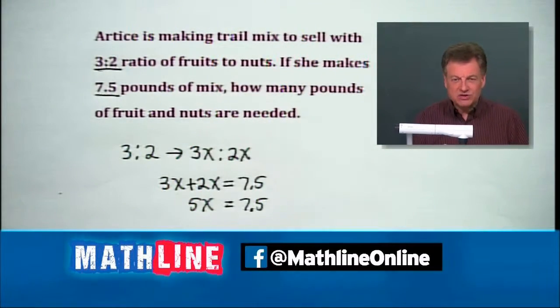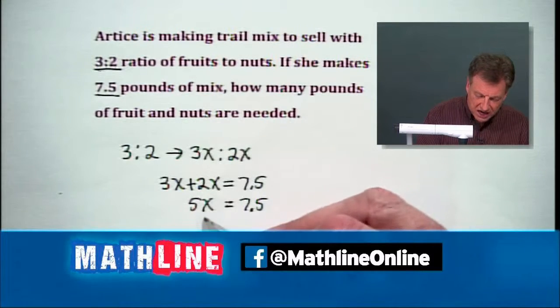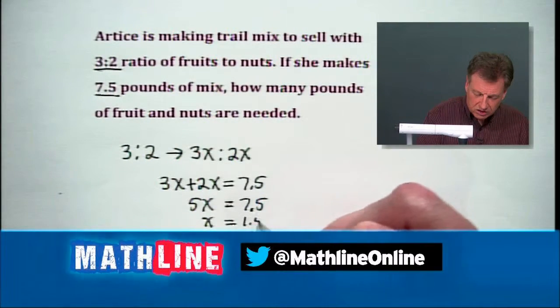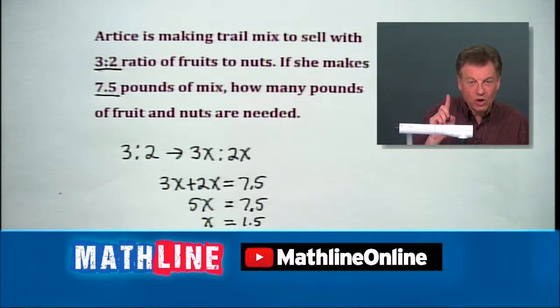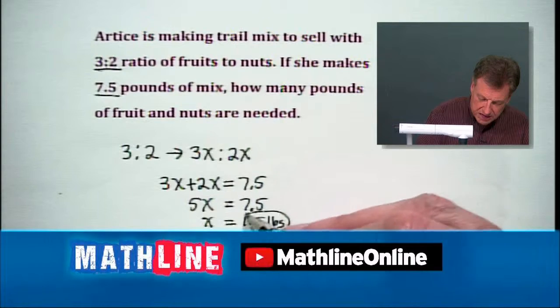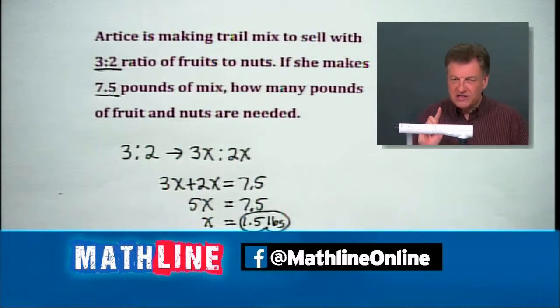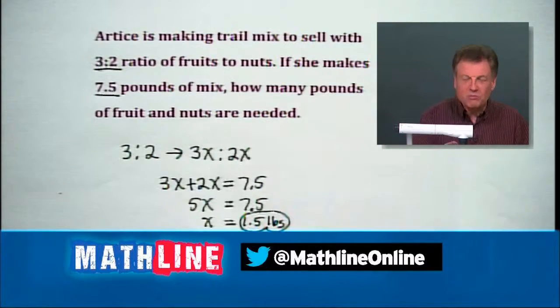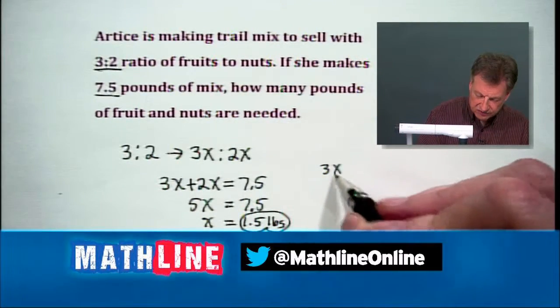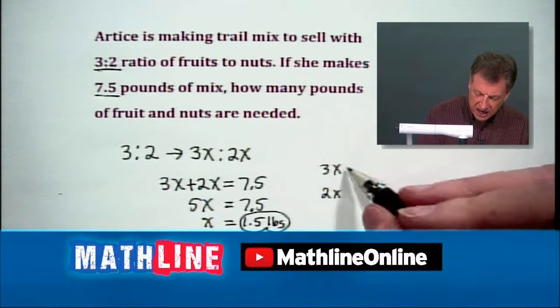Now, keep in mind, we're talking pounds here. So it looks like our x value is going to equal 1.5, what is it? Pounds. Now, again, caution, that's not how much fruit we have. That's not how many nuts we have. That's what we multiply by. So we're going to take this 3x, and we're going to take this 2x, and we're going to do just that.